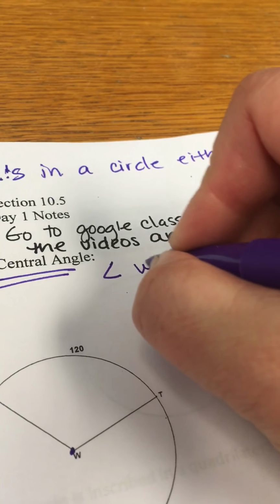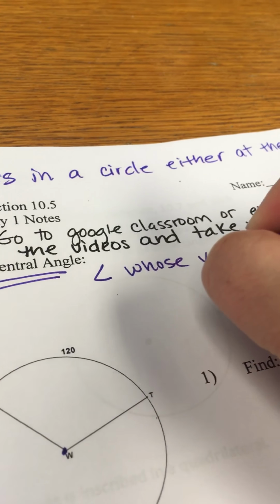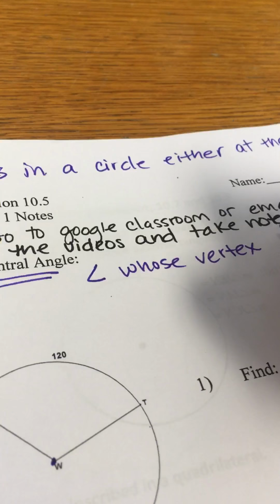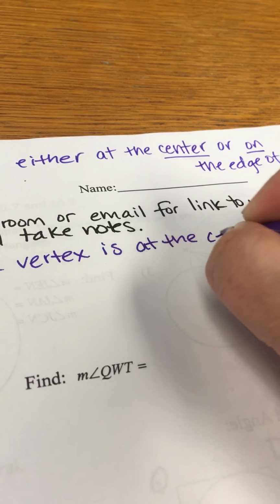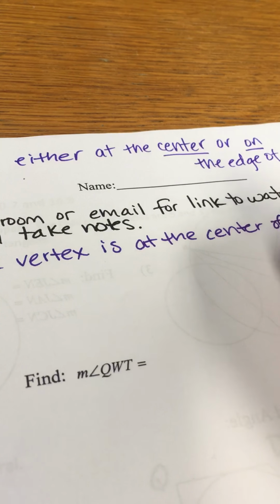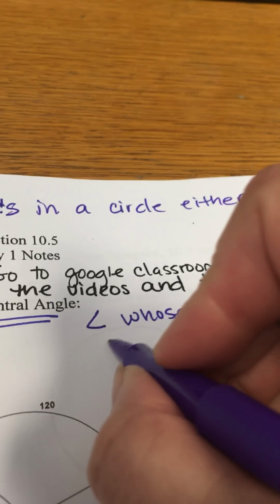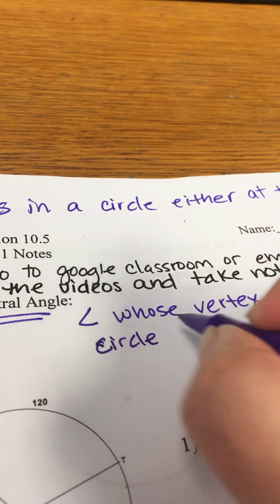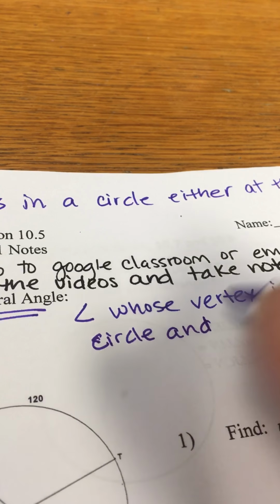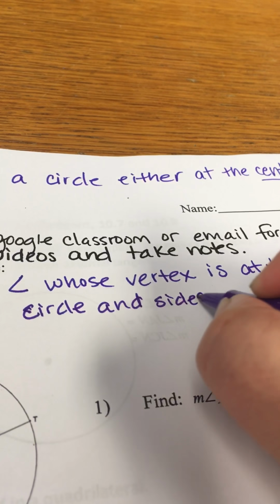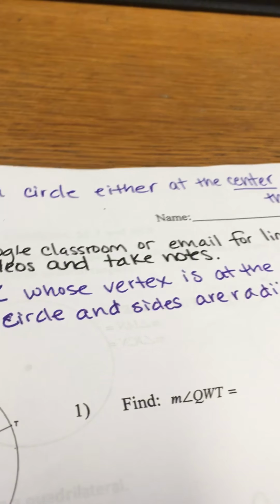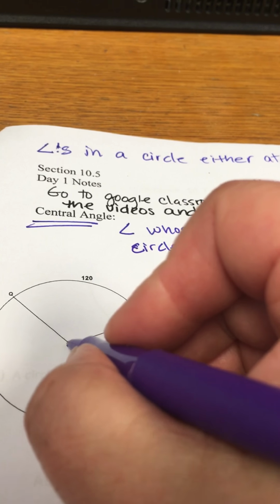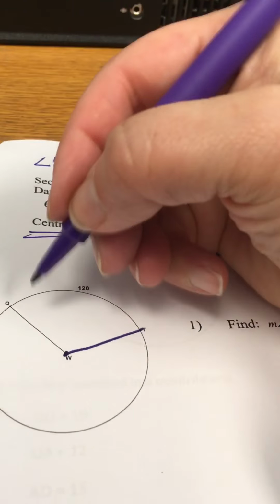All right, so a central angle is an angle whose vertex is at the center of the circle and sides are radii. So you have an angle here at the center of the circle, and you have a radius on one side of it and a radius on the other.